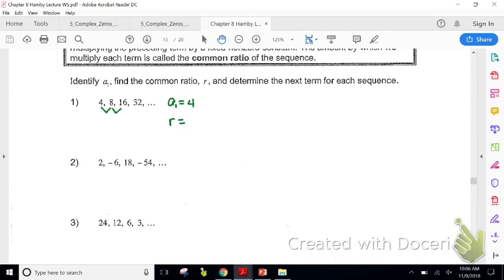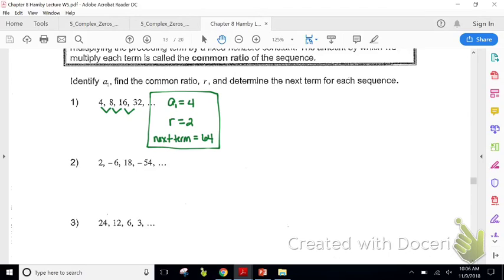You can get from 8 to 16 and from 16 to 32. So you're multiplying by 4? No, I'm sorry, 2. Yeah, y'all were right. Okay, and then the next term, what would my next term be? 64.